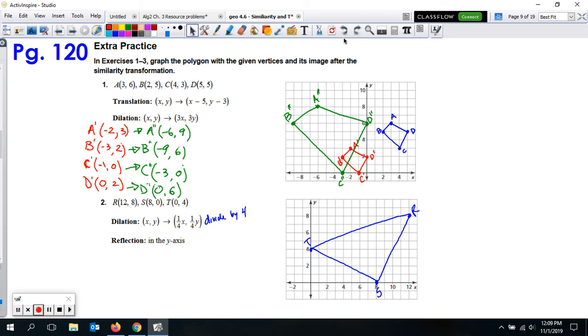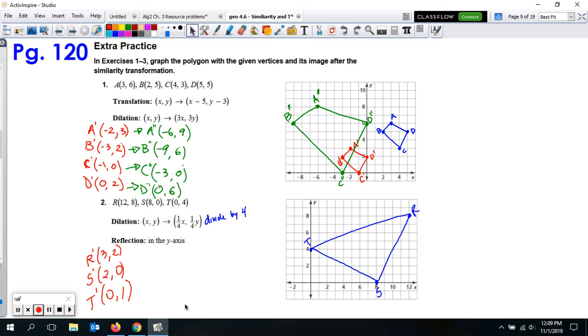So our new R prime is going to be 3, 2, because we're going to divide this by 4. 12 divided by 4, 8 divided by 4 gives us the 3 and the 2. For S prime, that's going to give us a 2, 0. So we get 8 divided by 4, 0 divided by 4, still 0 there. And for T prime, we get 0, 1. So 0 is still 0, 4 divided by 4 is a 1. And let's go ahead and now plot these points over on your graph. I'll give you a second to do that.